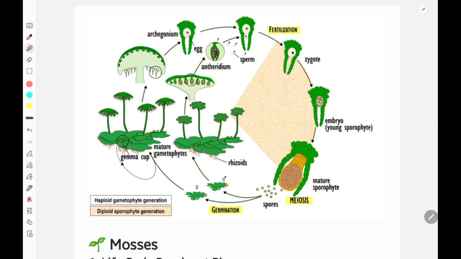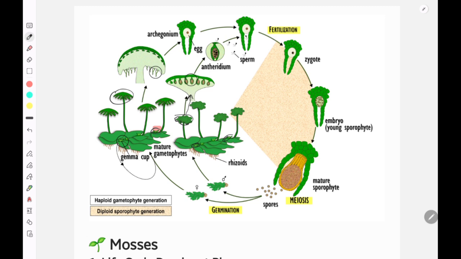Let's begin from here. These are the male and female parts of the body. Here you can see small cup-shaped structures, they are gemmae, right? This structure is antheridium and this one is archegonium. Here you can see there are single eggs present in each groove.